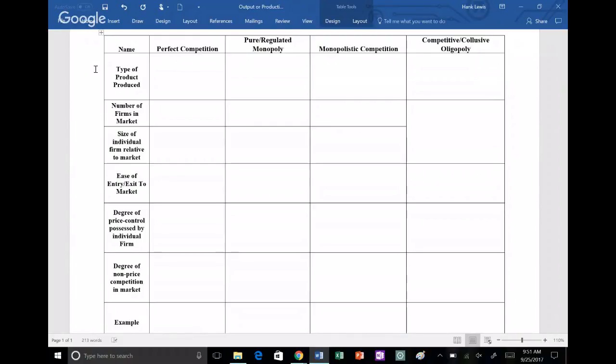Price control kicks back to price elasticity of demand. Individual businesses' degree of price control varies from none to significant to moderate and everything in between.